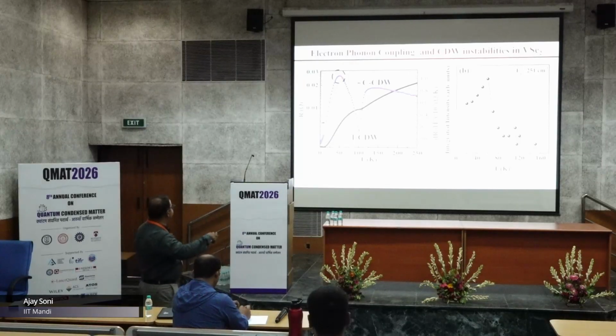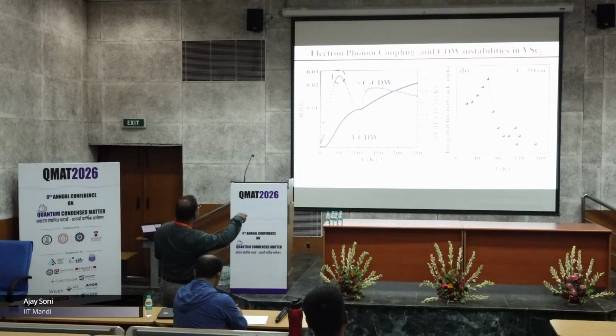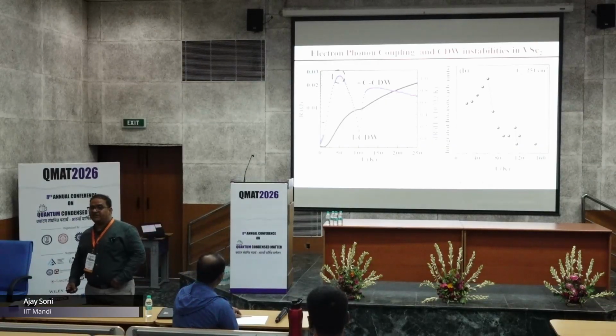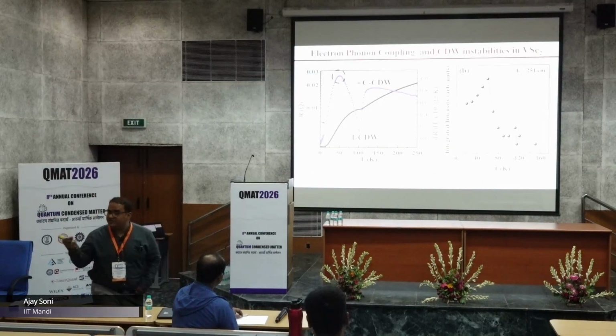So you look at here, this is the transport of VSe2. You have resistance versus temperature. Around 105 Kelvin, there is an incommensurate charge density wave. Then it goes again, and then you have a commensurate charge density wave. So how do you understand whether it is a commensurate or incommensurate charge density wave?